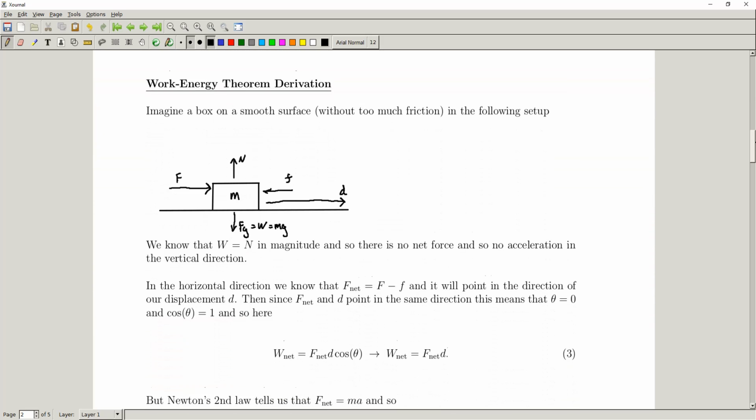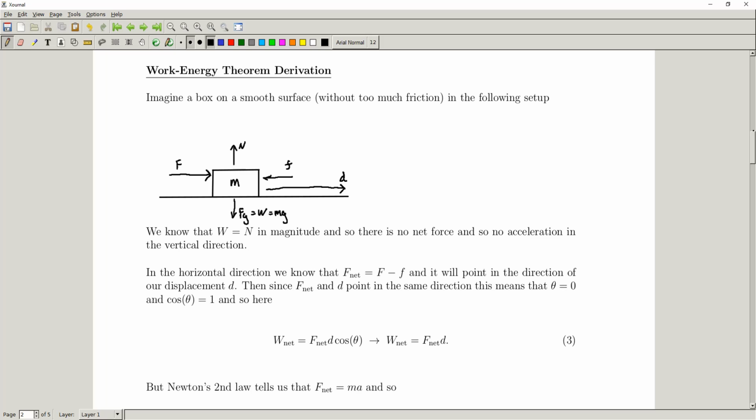Okay, so here we go. Let's start off by imagining a box on a smooth surface. So a smooth surface, not too much friction on it, in the following setup here. So we have this setup down here. We have some applied force to the box. There's some force of friction opposing the motion of the box, and we have the box being displaced. This is the displacement vector of the box.